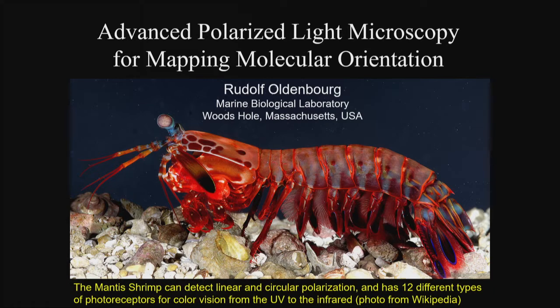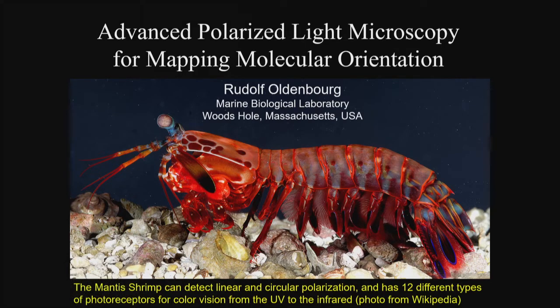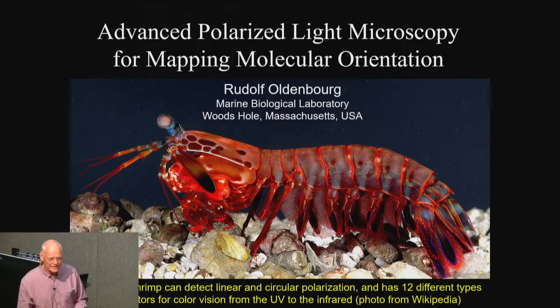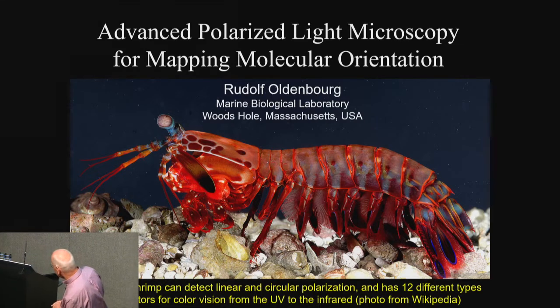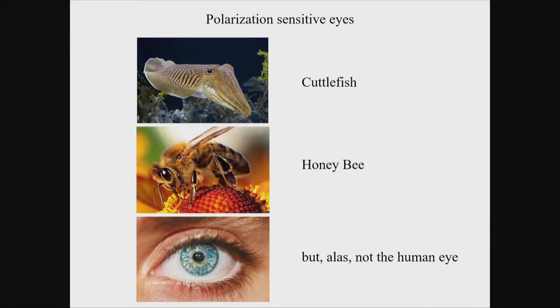But this is one of my heroes here, the mantis shrimp, because it has such a sophisticated eye and optical system that it can detect different types of polarization and has 12 different types of photoreceptors. So you can see from the UV to the infrared. In fact, many animals can detect polarized light, but not the human eye.